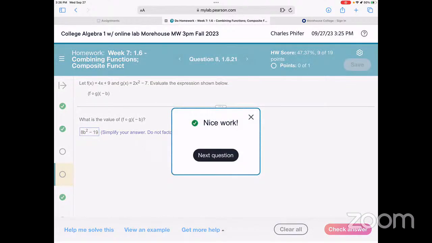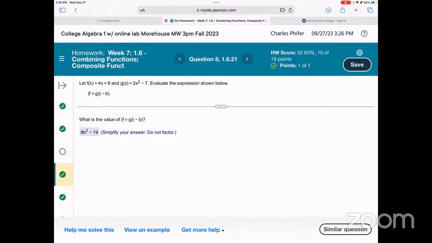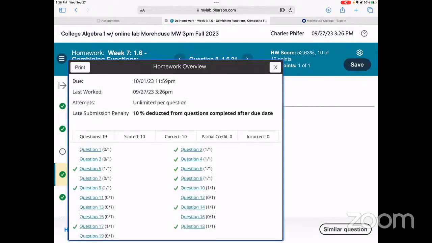Hey, Google, give me a random number between 1 and 19. 17. Okay, so let's go ahead and do 19.